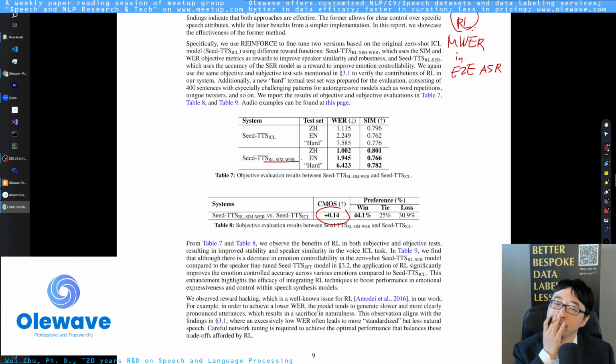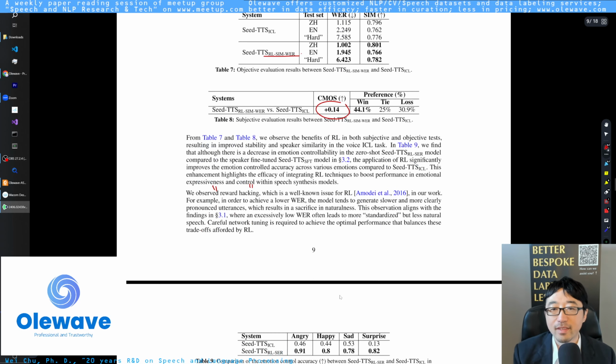I believe that you cannot over-RL in this case. Otherwise, they mentioned that they observed a funny effect, which is reward hacking. The model tends to generate slower and more clearly pronounced utterances. Yeah, just like I speak very slow and clearly for you, so you would like to subscribe to my channel, right? It's also called reward hacking, maybe. So this is not supposed to be happening, but this is the tricky part.